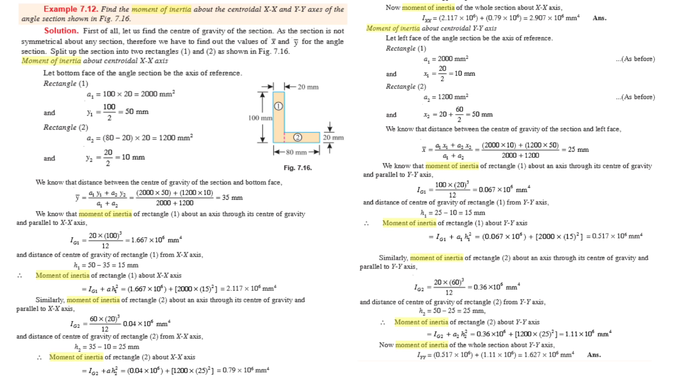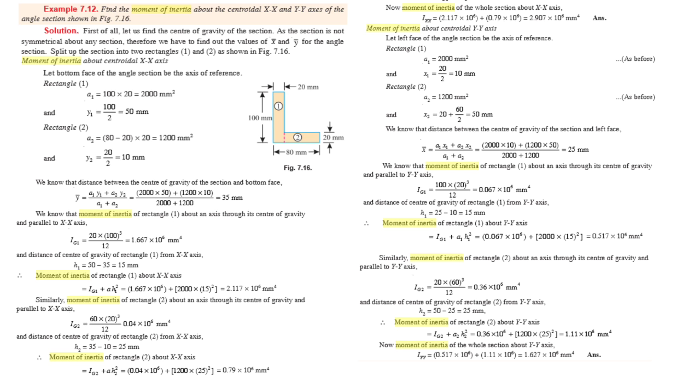So breadth is equal to 60 mm and h is equal to 20 mm. Therefore area 2 is equal to 1200 mm². So x2, the centroid along the x-axis on section 2, is equal to 20 plus 60 divided by 2, which is equal to 50 mm. The distance between the center of gravity of the section and the left face, x bar, is equal to (a1 x1 plus a2 x2) divided by (a1 plus a2), which is equal to 25 mm.